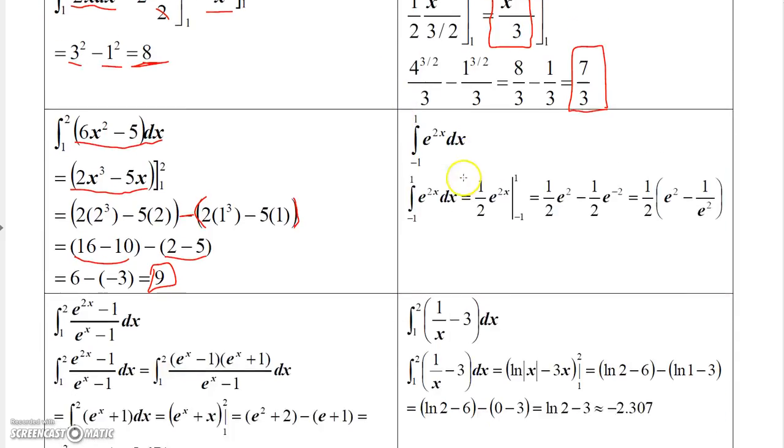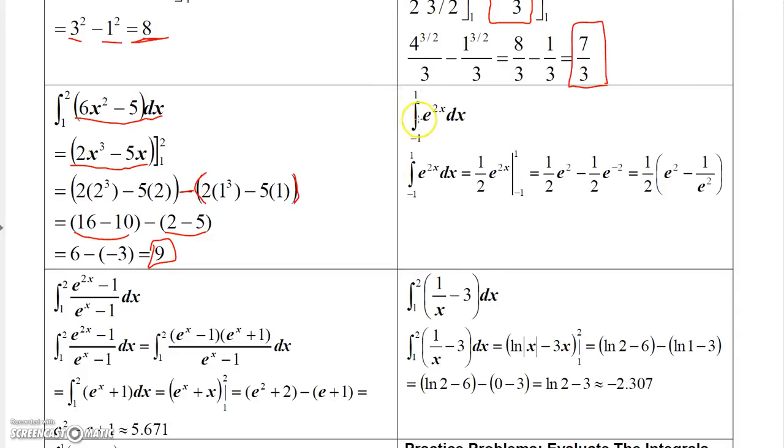Okay, let's take a look at this one. If I want to integrate e to the 2x dx from -1 to 1, remember, there's a little trick for this. E to the ax dx can be integrated as 1 over a e to the ax. So I can write that as 1/2 e to the 2x.